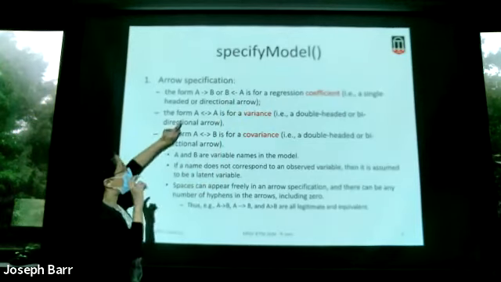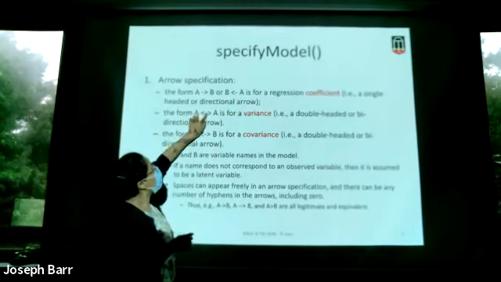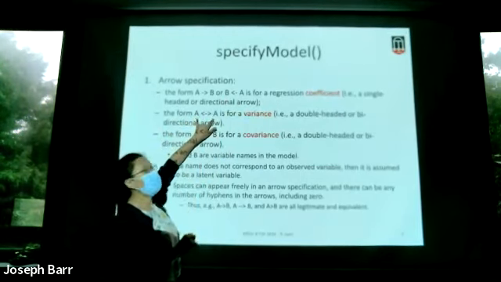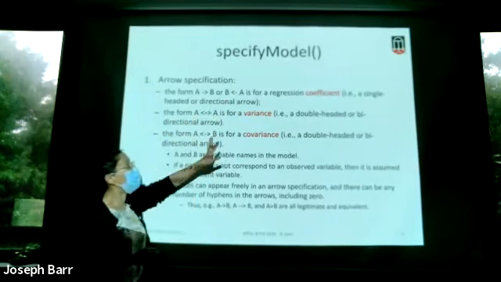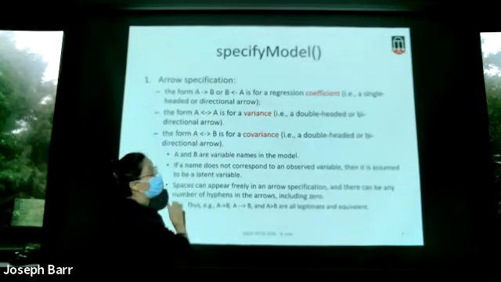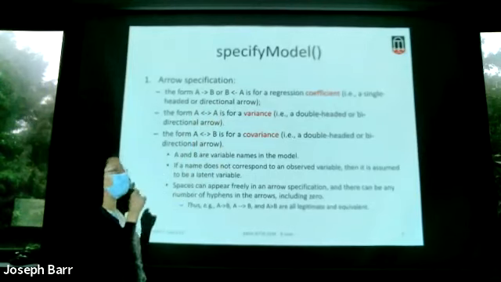And if you have a double-headed arrow, for example, in this case, here we have the same variables, A and A, that means I'm gonna calculate the variance of A, double-headed arrow, the same name.